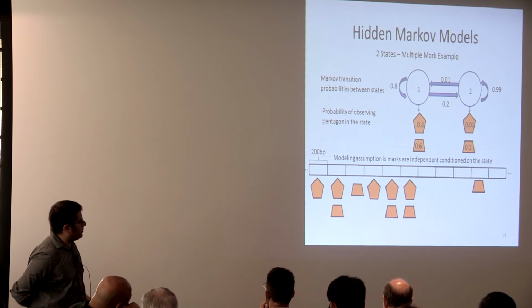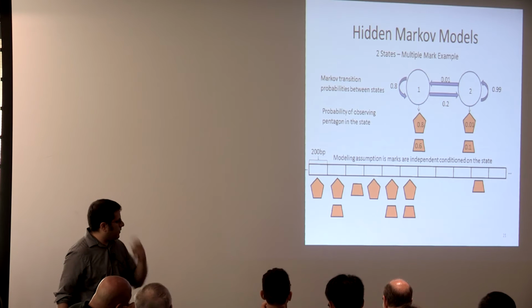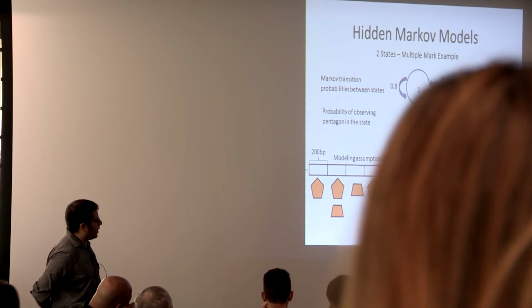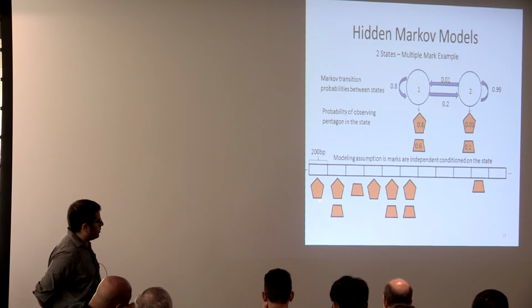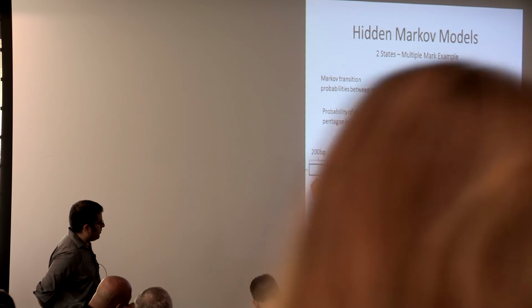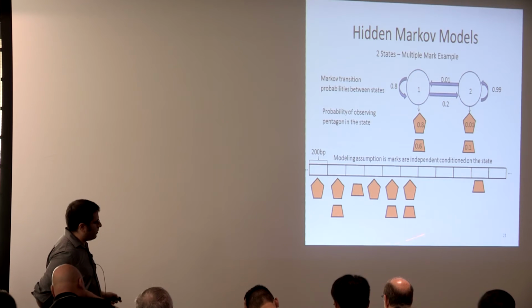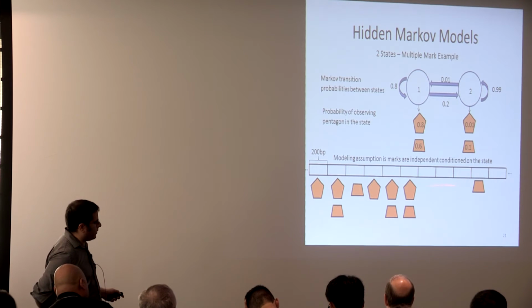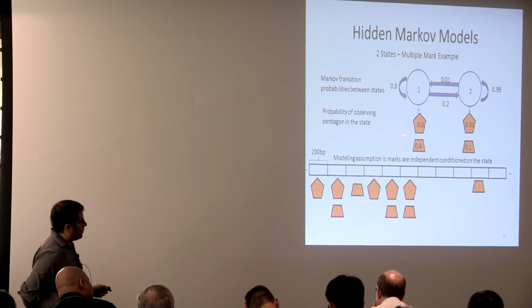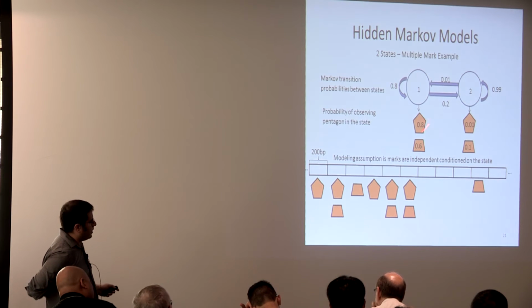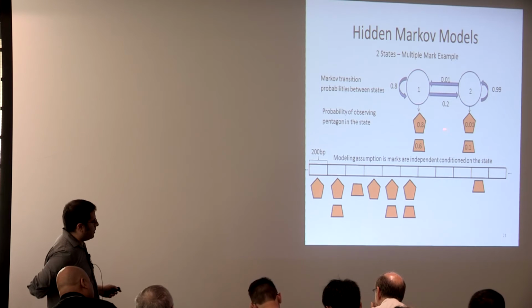So I was showing you earlier that we were doing this not just based on one mark, but multiple different marks. And so you could potentially have some situation here where along the genome you're observing both the pentagon and the trapezoid. So you're observing two different marks, and it could generalize to any number of marks. Some locations you might observe one of the marks or none of the marks. So what we do is we have different probabilities associated with each mark in each state.